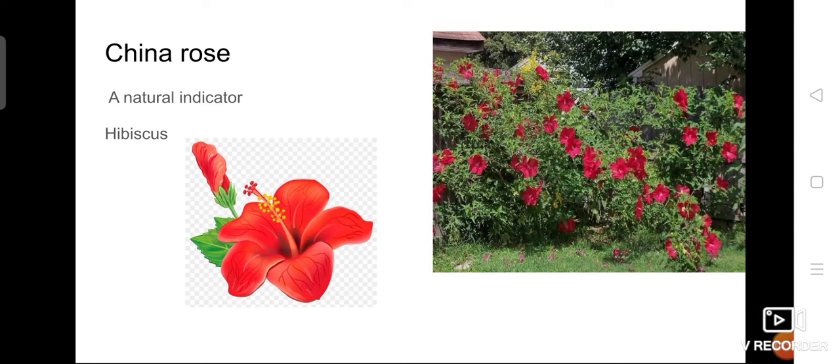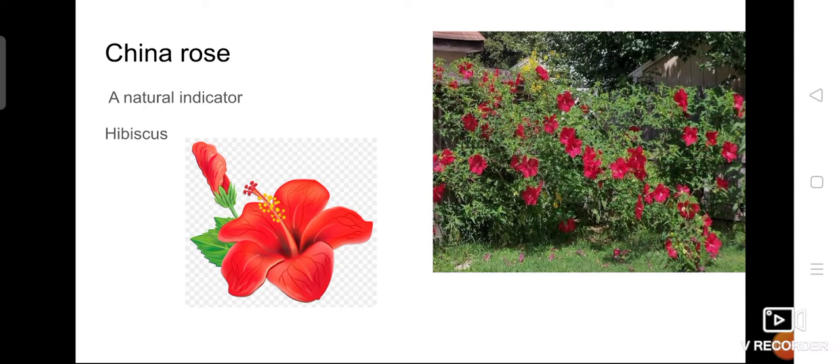Till now we have seen preparing filter paper with either turmeric paste or litmus solution. For litmus we prepared a litmus solution, and for turmeric we just applied the turmeric paste on the filter paper. But here it is a flower. So how do you prepare a solution from China rose? Let us have a look at the China rose indicator. How do we prepare it?